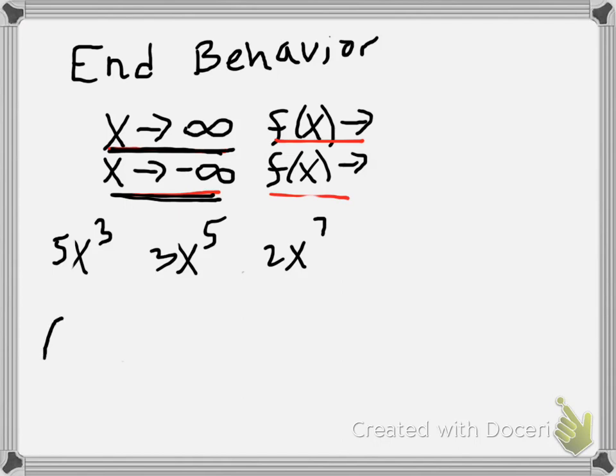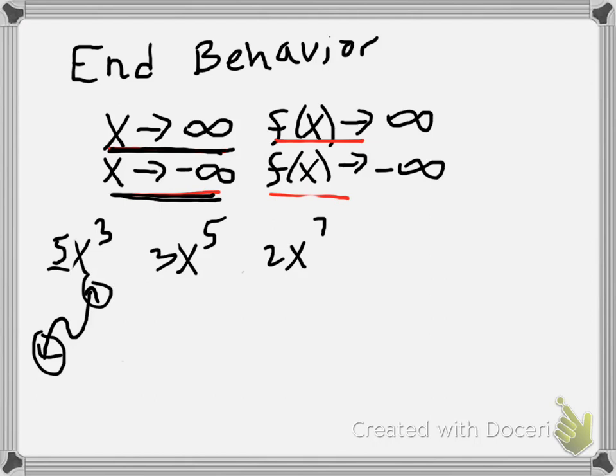Oops, it's going to start facing down, and as it goes, it's going to go up to the right. So, for example, this first one, as my x goes to the right, this function is going to go to positive infinity. As x goes to the left, it's going to go down. Okay, odd exponents always go in opposite directions.